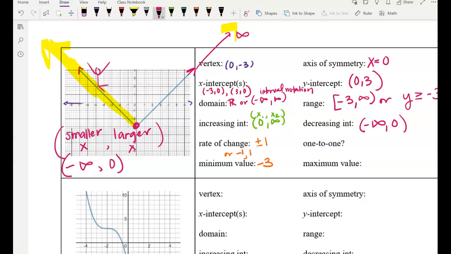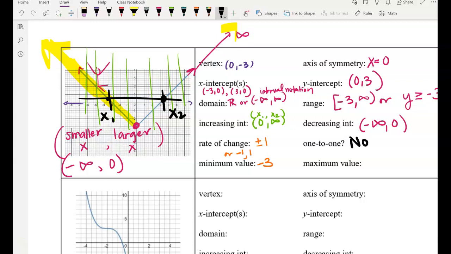Is this a one-to-one? First, you have to say, is it a function? Okay, it does pass the vertical line test, so it is a function. Now, does it pass the horizontal line test? No. One horizontal line intersects at 2 locations. So what this tells me is that one y value has 2 different x locations, x1 and x2. So that is not a one-to-one. Even though it is a function, it's not a one-to-one function.